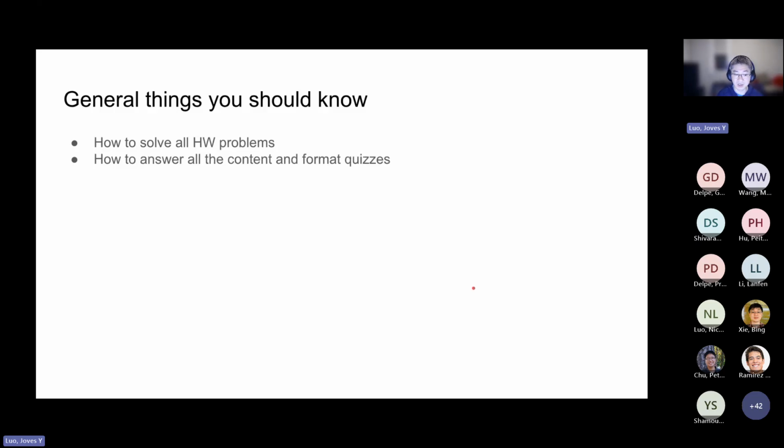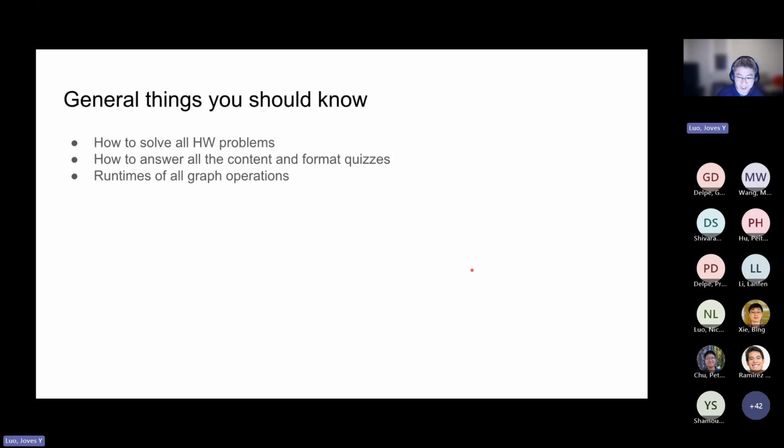How to answer all the content and format quizzes. If you didn't get full points on those, go back and look at those quizzes. Go and understand what the question is asking. The format quizzes are super important because you want to write your solution correctly, not just be able to solve the problem, you want to be able to properly present your solution to the TA that's grading.